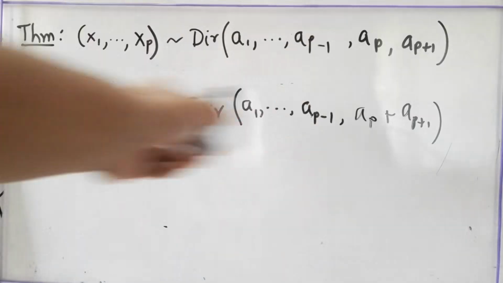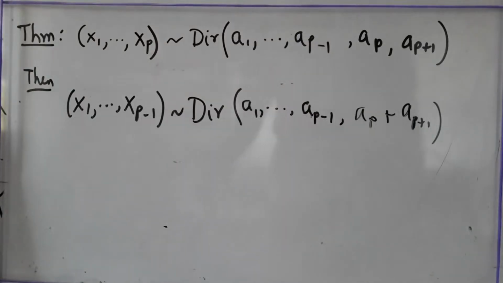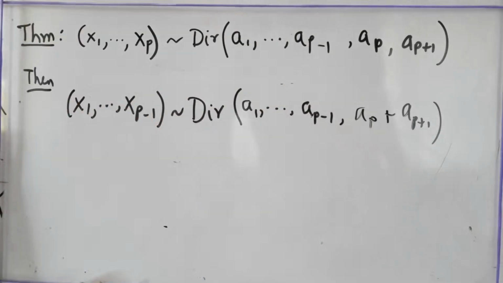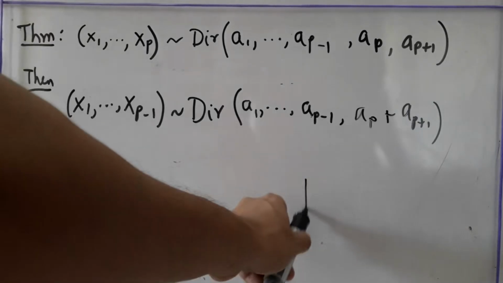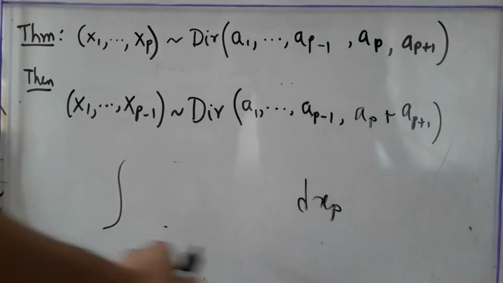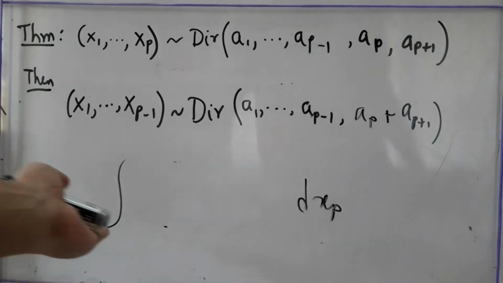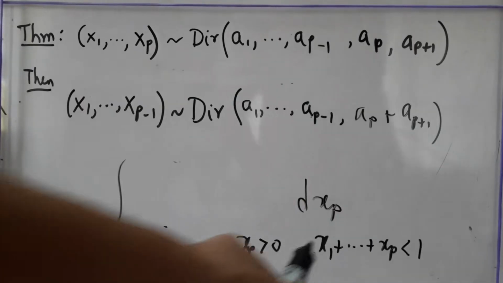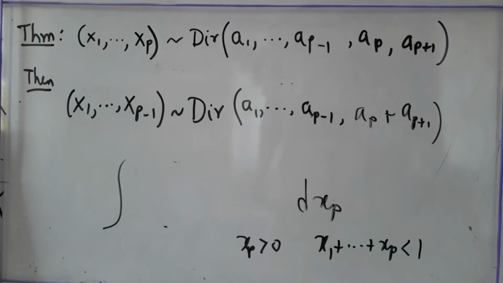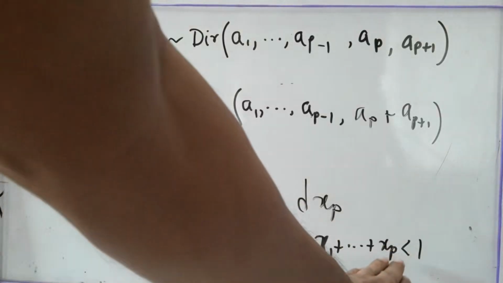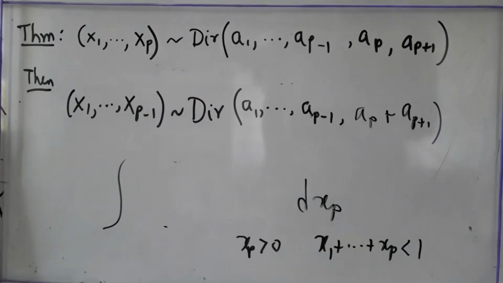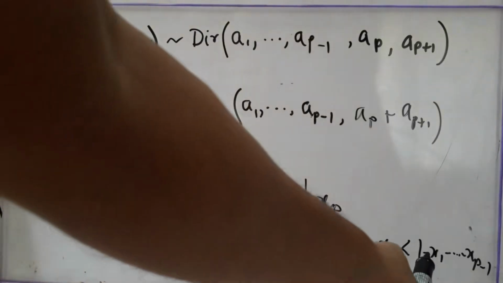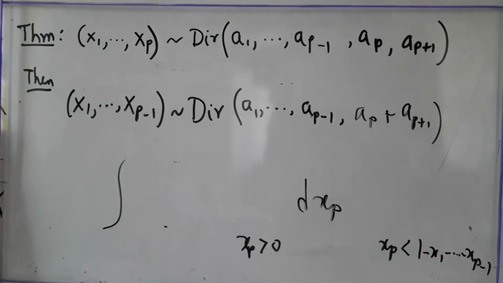Now I shall give you a quick hint about how to go about proving this. Here you have to integrate over xp. That is obvious. So it will be a dxp, and you will write that huge joint density over here. The question is, what should be the limit of the integration? Remember, the condition on xp is that xp must be greater than 0, and the summation of all these things must be less than 1. When I write it as a condition on xp alone, it looks like xp is less than 1 minus x1, etc. minus x p minus 1.